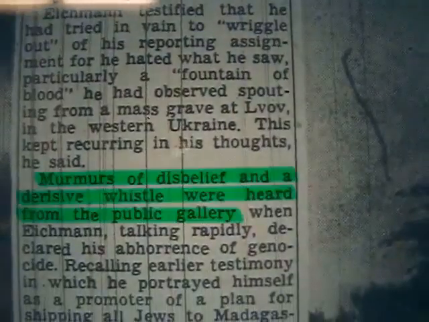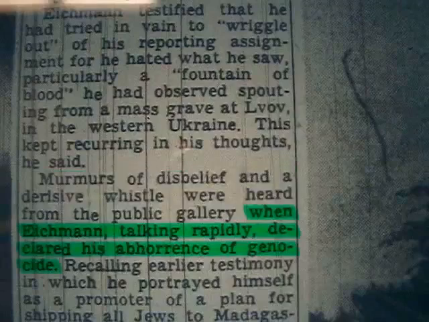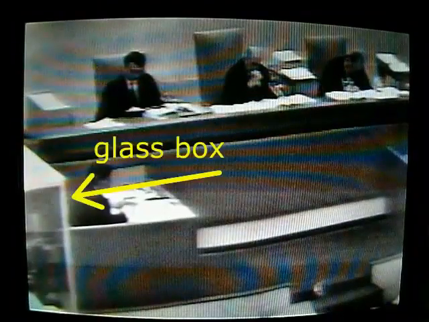Murmurs of disbelief and a derisive whistle were heard from the public gallery when Eichmann, talking rapidly, declared his abhorrence of genocide. Eichmann is sitting in a glass box with execution inevitable, likely being tortured, having no country or group advocating for him. Probably not a single person who will publicly say they are a friend of his. And yet with all this, he figures out a way to get his message out to the world that this is a giant lie. He does it by telling absurd stories within the lie. Here's another.